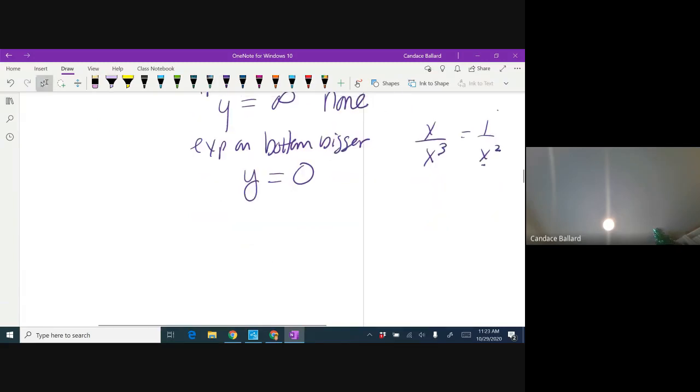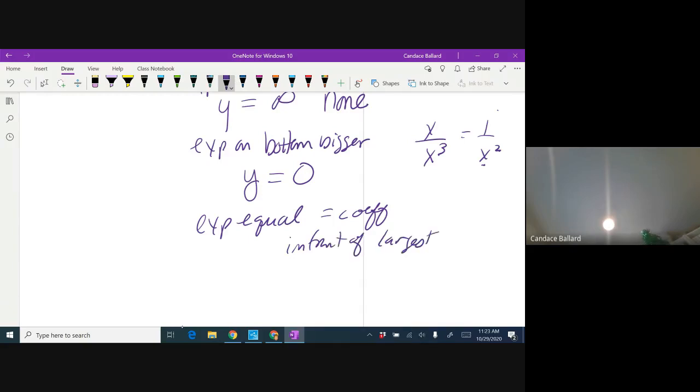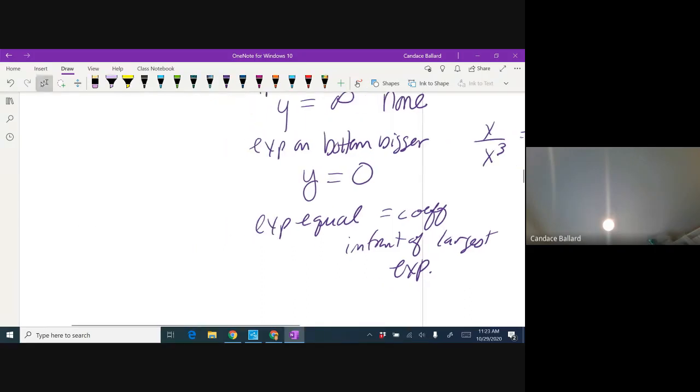If your exponents are equal, okay, it's the coefficients in front of the largest exponent. Okay, and you're looking for your biggest exponent to be equal. Okay, we're going to try a few.